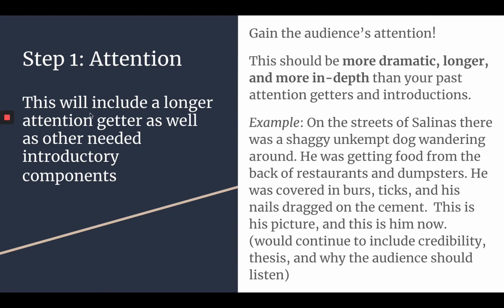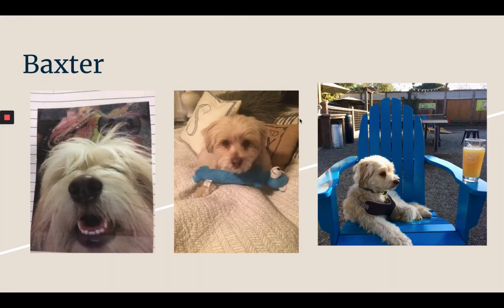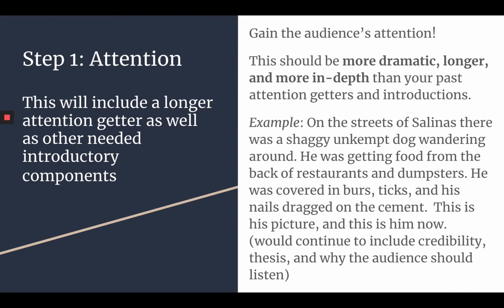So this will include a longer attention getter, but it will also include the other introductory components that we still need. So your goal with this step is to gain the audience's attention. This introduction should be more dramatic, longer, and more in depth than your past attention getters and introductions. So I'm going to give you an example by using my dog Baxter for how you could create a Monroe's motivated sequence type speech to persuade your audience about dog adoptions.